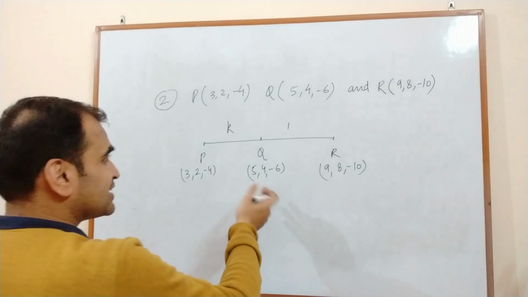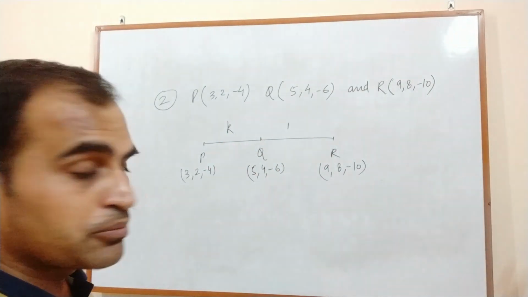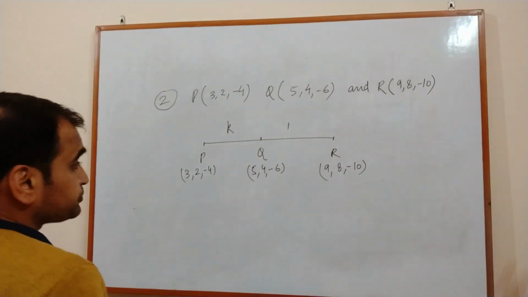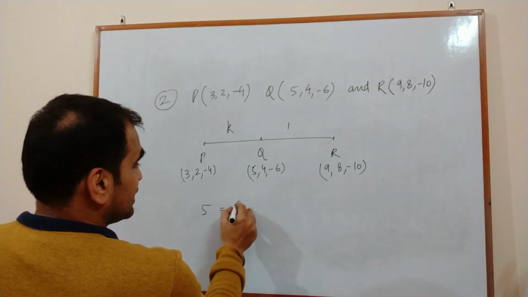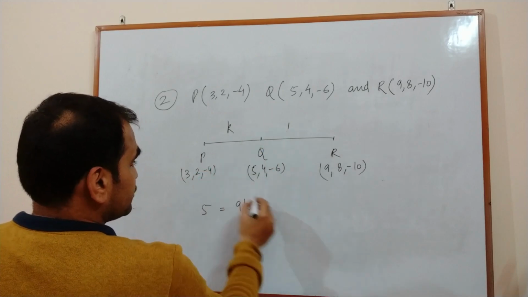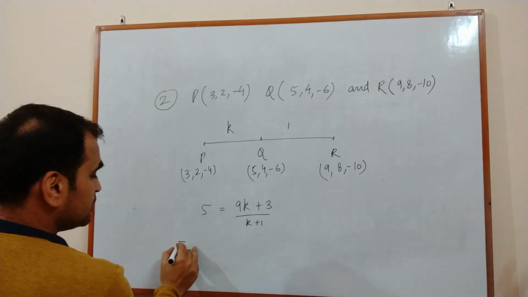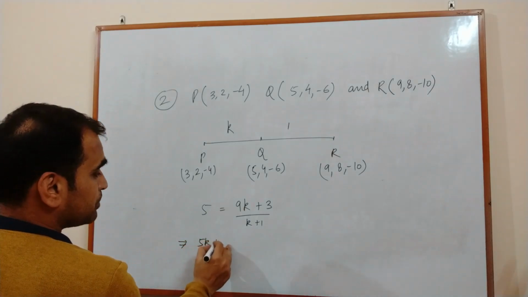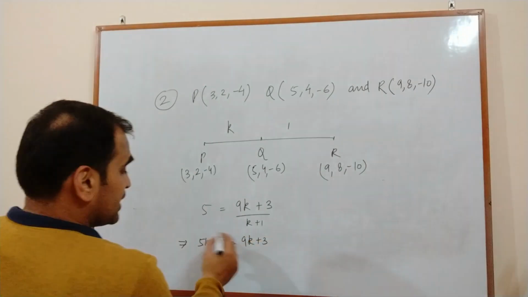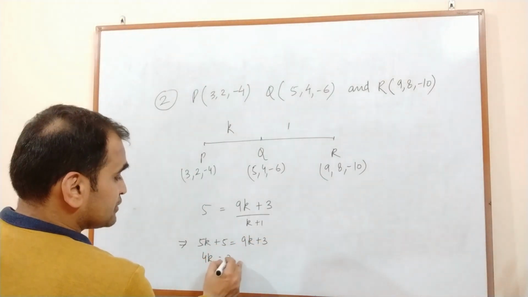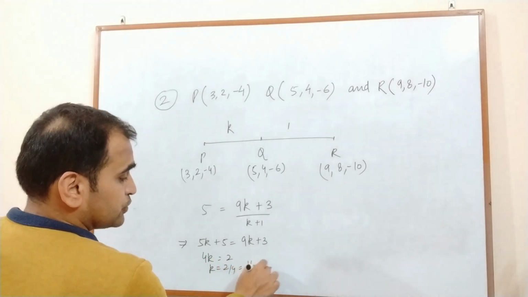So we are taking it internally. अगर रेशियो पॉजिटिव आएगा तो पॉइंट इंटरनल होगा, अगर रेशियो नेगेटिव आएगा तो पॉइंट एक्सटर्नल होगा. So if you apply the section formula, you will get 5 is equal to (9K + 1×3) divided by (K + 1). If you simplify this, you will get 5K + 5 = 9K + 3, and you will get 4K = 2 and K = 2 ratio 4, that is 1 ratio 2.